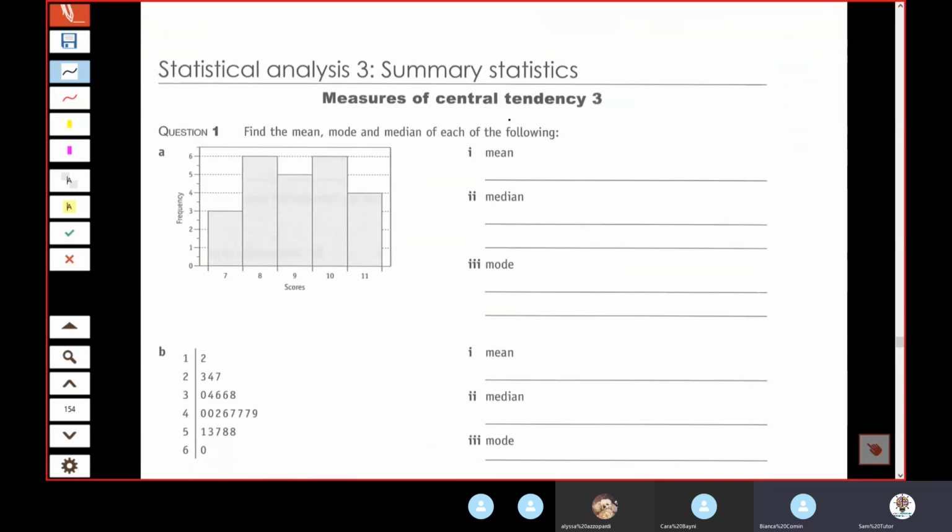Measures of central tendency. Okay, 3. Find the mean, mode, and median for each of the following. So now it's done in a different way, using column graphs or frequency histograms or stem and leaf plots, back-to-back dot plots even, and back-to-back stem and leaf plots. Just apply it in a different way. Mode, what's the most occurring number? 8 and 10. Yes, you have to write that. If you write just 8, you don't get marks, so it's 8 and 10.